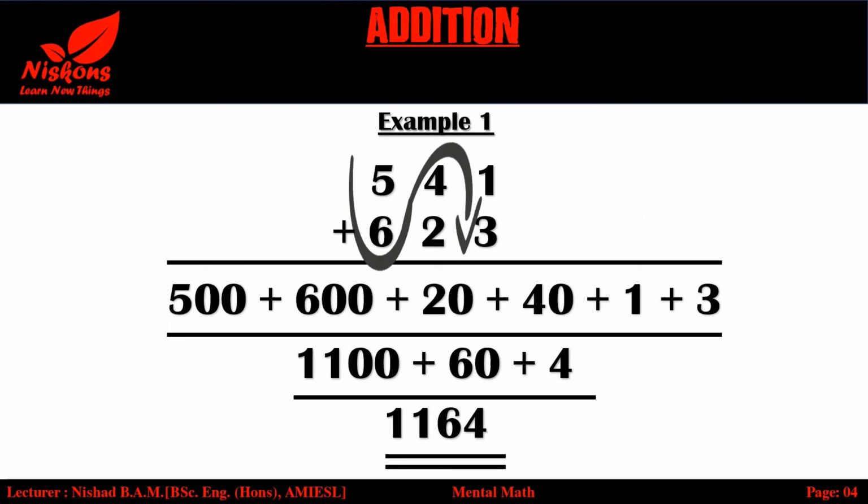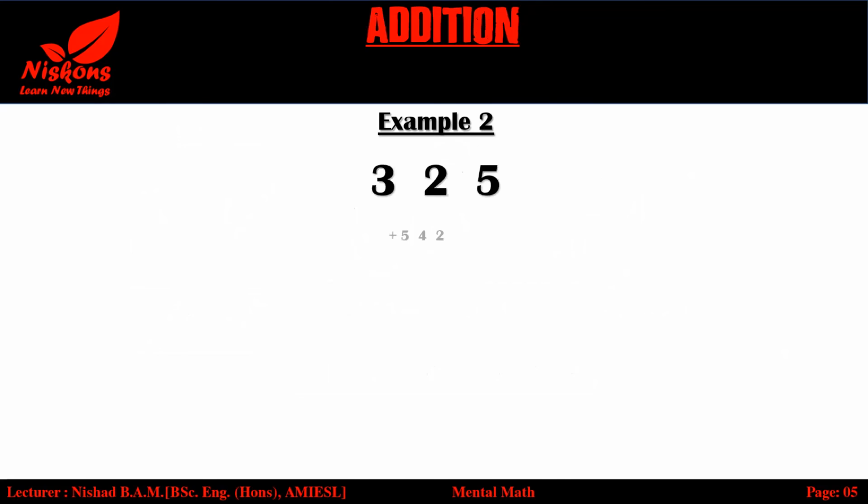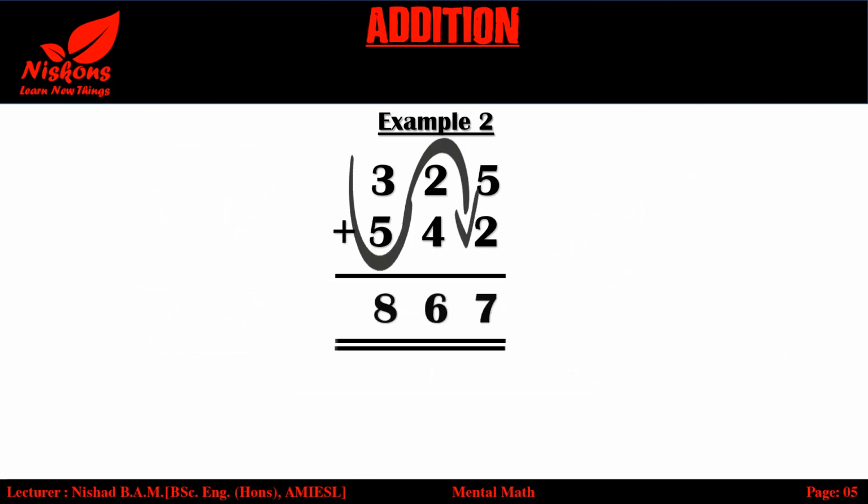So, hope you understand how we calculate addition by using the technique which is called left to right arithmetic. Let me give you another example. 325 plus 542. So the answer is 867. So this is how we calculate by using our mind. Hope you get an idea about addition, and we will meet in subtraction.